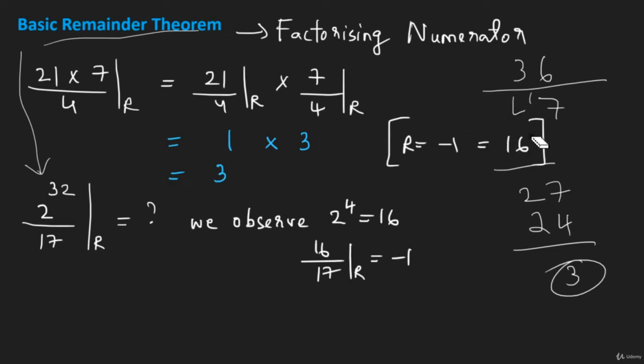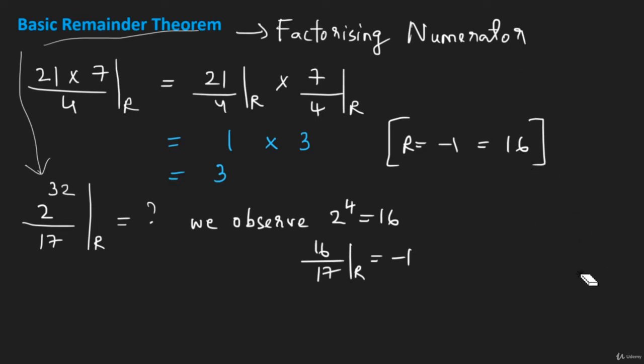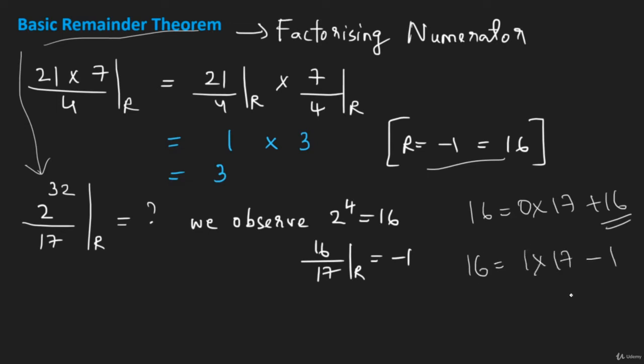And remember, in the case where the divisor is 17, a remainder of minus 1 or a remainder of 16, both are one and the same, right? We have already seen that in many videos. Let me quickly repeat that. Why is that so? It's because you can write 16 as 0 times 17 and then you have to add 16. So your remainder over here is 16. Or you can write 16, which is the dividend, as 1 times 17 minus 1, right? So over here your remainder is minus 1. So a remainder of 16 and a remainder of minus 1 is one and the same.